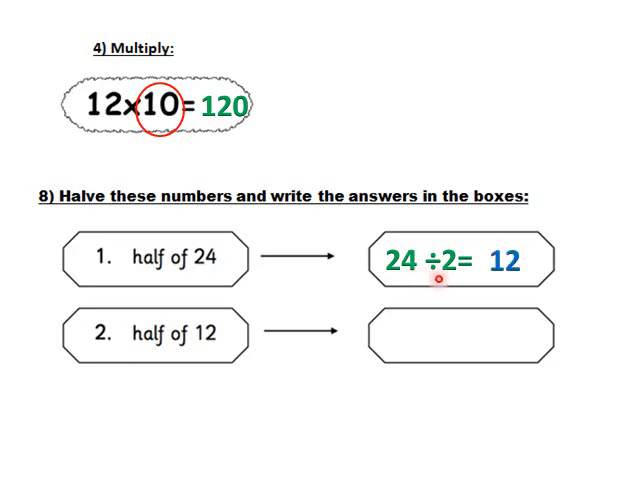Or you remember that we said that division is backward multiplication. So what is the number? If I multiply it by 2, I will get 24. It is 12. 12 times 2 is 24. So 24 divided by 2 is 12.